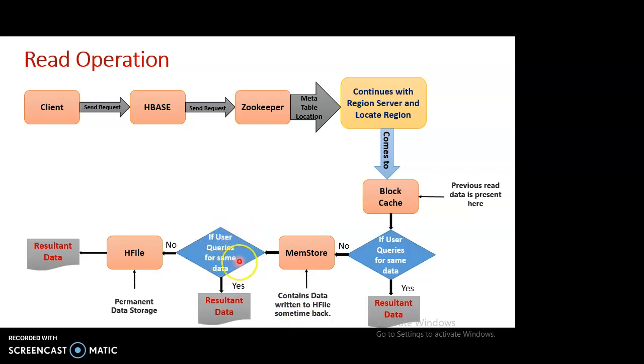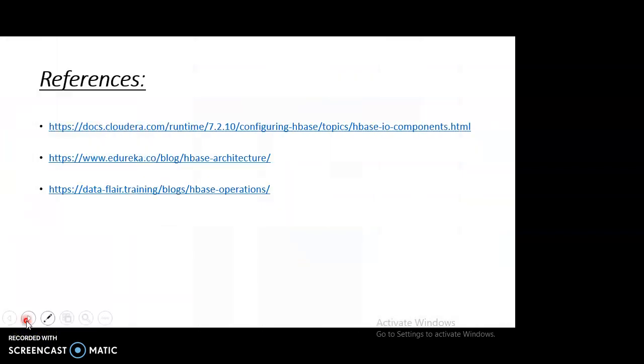If the user queries for the same data which is present in MemStore, if yes, then this is the resultant data, and if no, then control will go to permanent storage, that is HFile, and there the control will get access to the resultant data. And this is how read operation is carried out. Thank you.